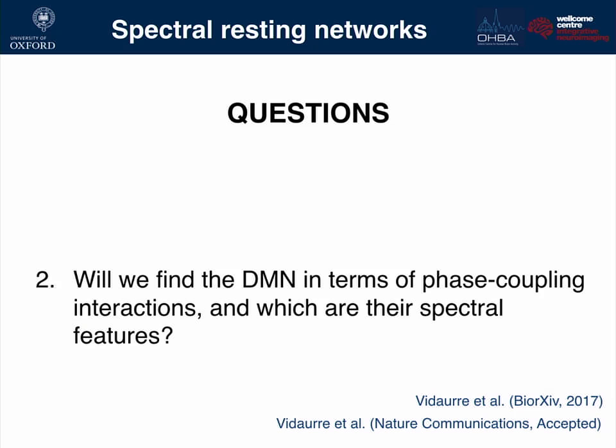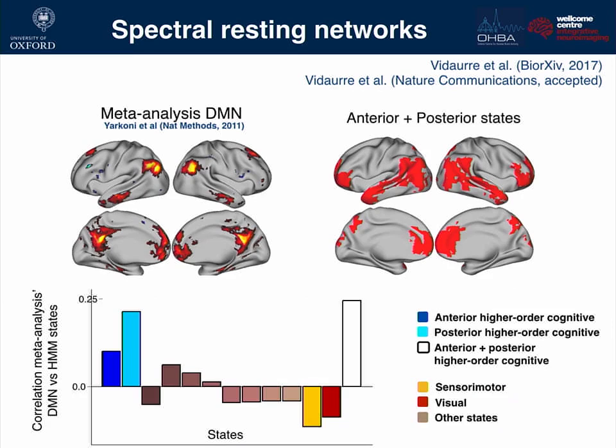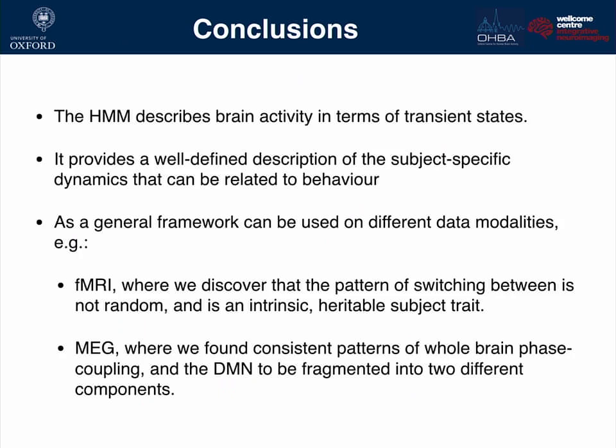So question number 2, what is the DMN here? The answer is that there is no such thing, but if you overlap these 2 states, it really looks like the DMN. So we verified that quantitatively using some meta-analysis, and we found that what is commonly understood as a DMN in fMRI here seems to decouple into 2 components that happen at different time points, and also they are spectrally different. So they happen at different frequencies. One is slow, the other is alpha.